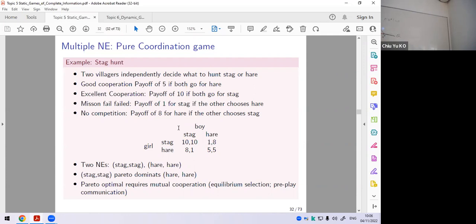If they diverge, the hare is very small, right? So then it's very successful for the girl, right? The boy is not going to succeed, right? Same here, the stag, then same here, 8, right? So what would be the Nash equilibrium here?